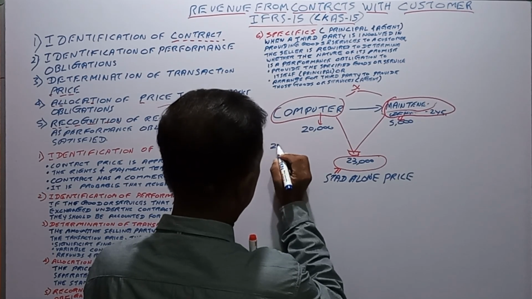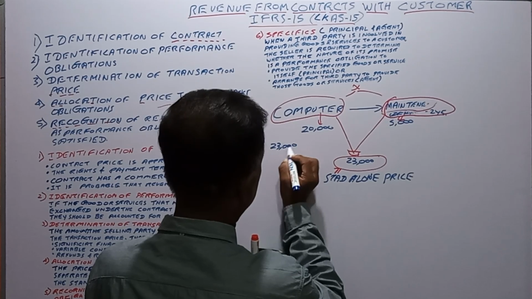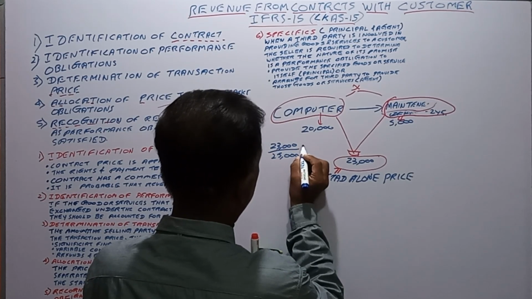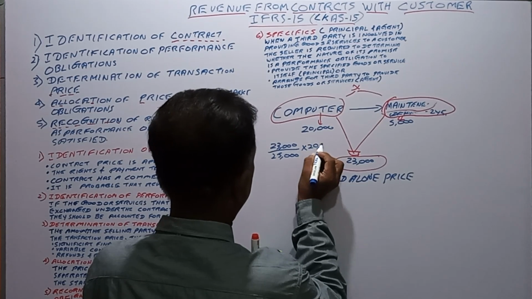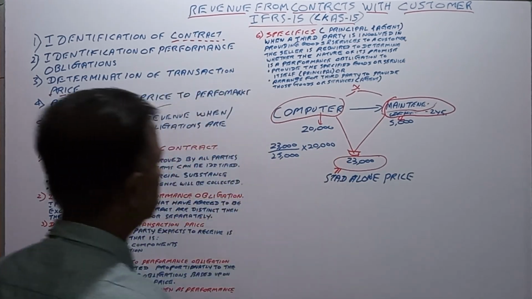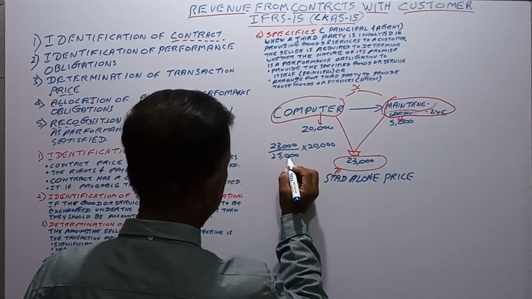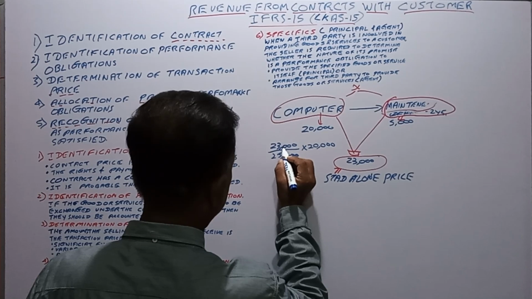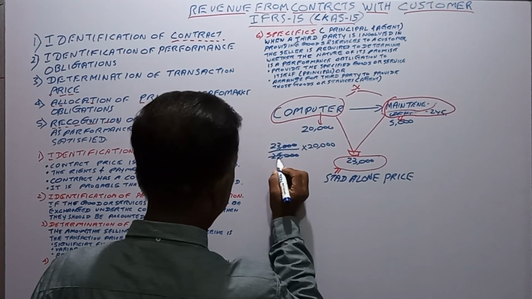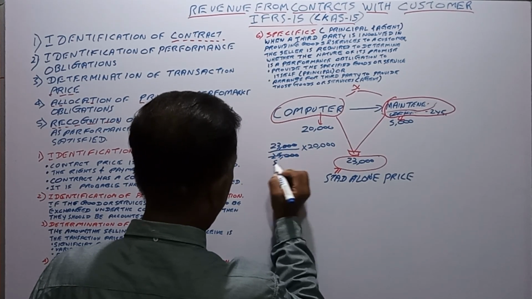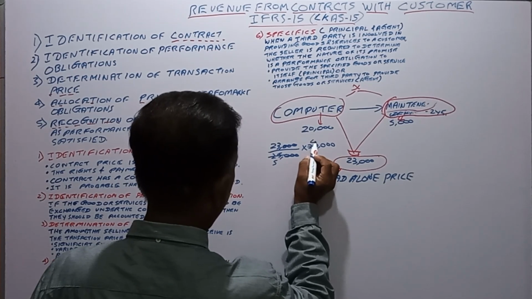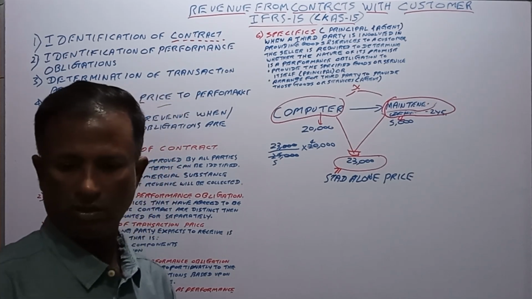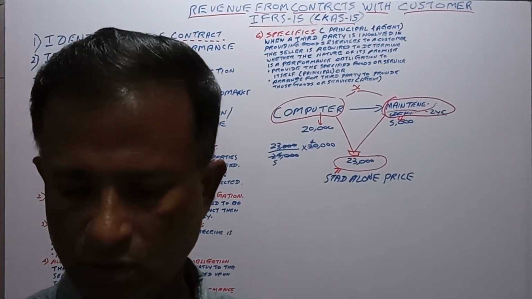23,000 divided by 25,000 into 20,000. So you will get rid of this. This is 5, this is 4. Let's see how it will come, work it out.